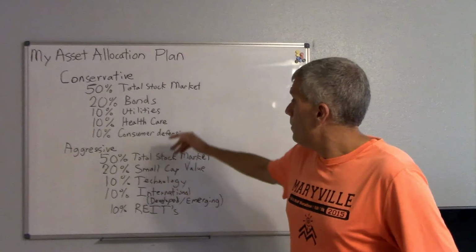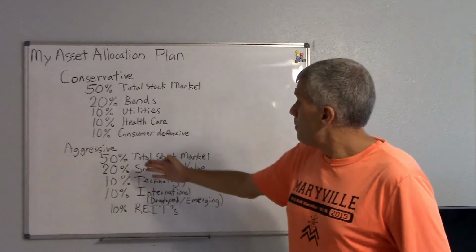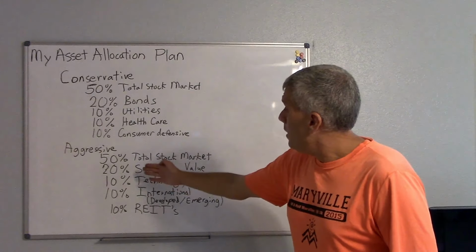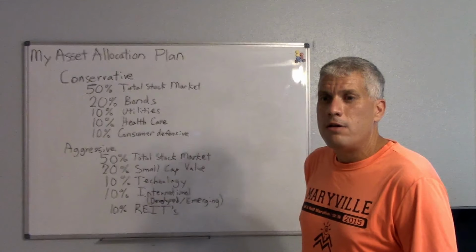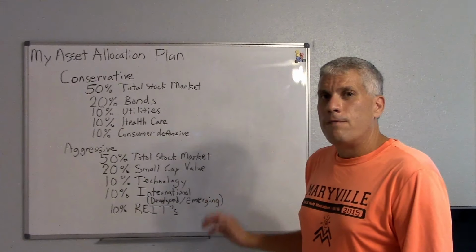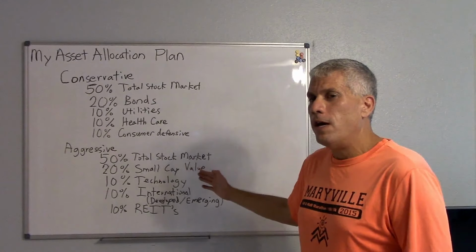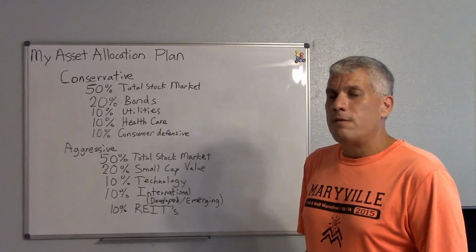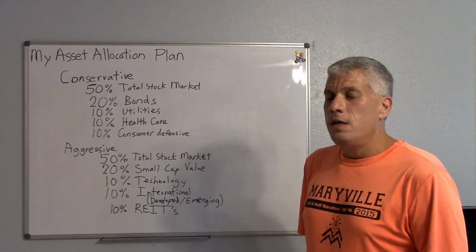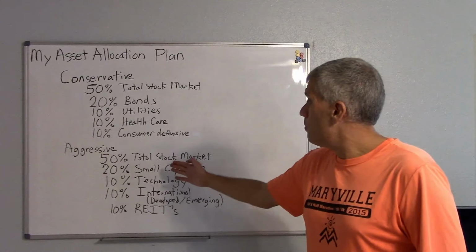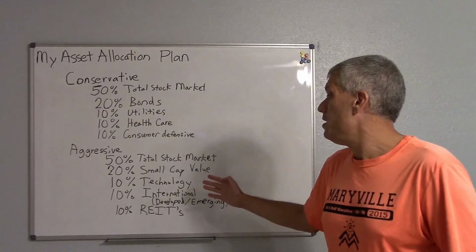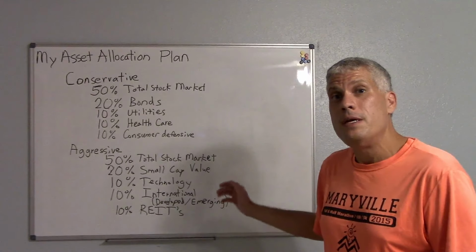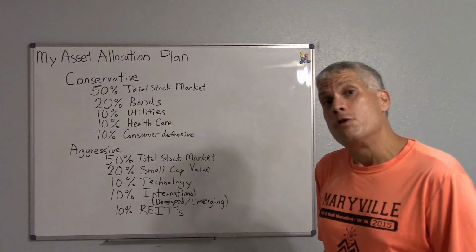So this is the aggressive plan. In the aggressive plan, I have, again, 50% in total stock market index, and 20% in small cap value. Now, I posted a video in the first steps to investing. I mentioned how small cap value, if you look at a lot of articles, has proven over time to be very aggressive, but over time you can get some really good returns. Then we have technology, and then 10% in international, and they can be either developed or emerging markets.